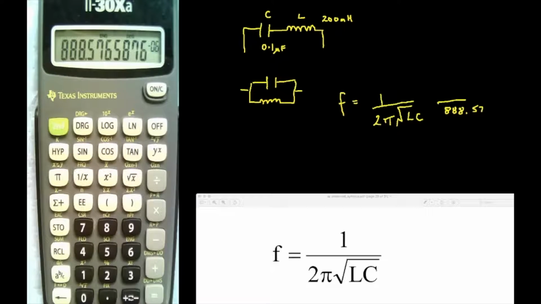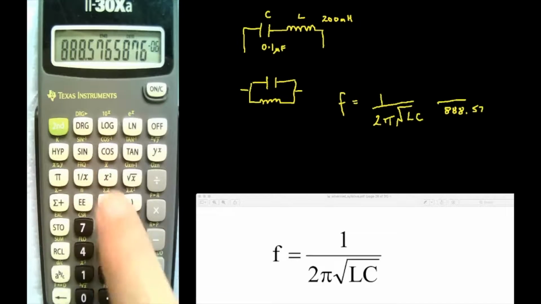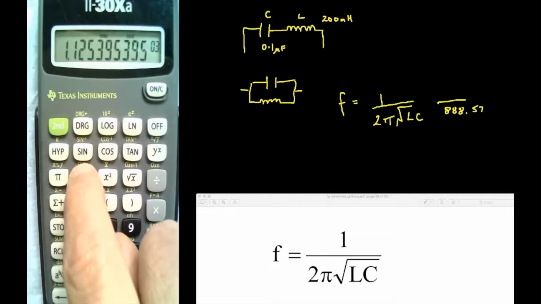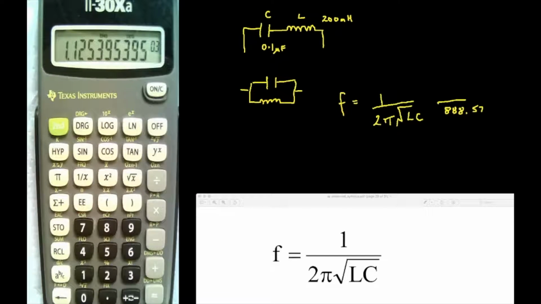And that's in the X register of my display, but I need 1 over that. So now I'm going to press 1 over X. Okay, and the answer comes up on the screen. It comes up as 1.125 times 10 to the 3. And of course, because it's F, the unit is hertz.